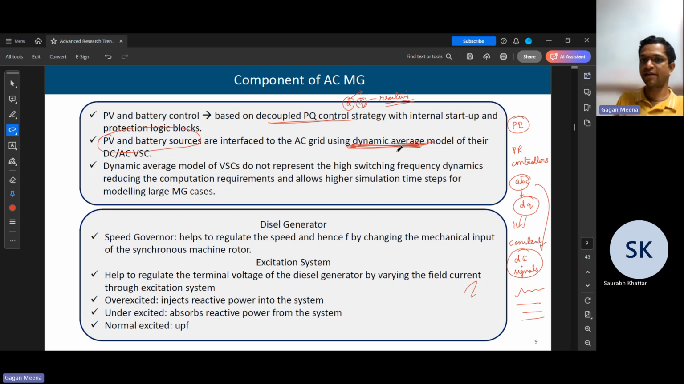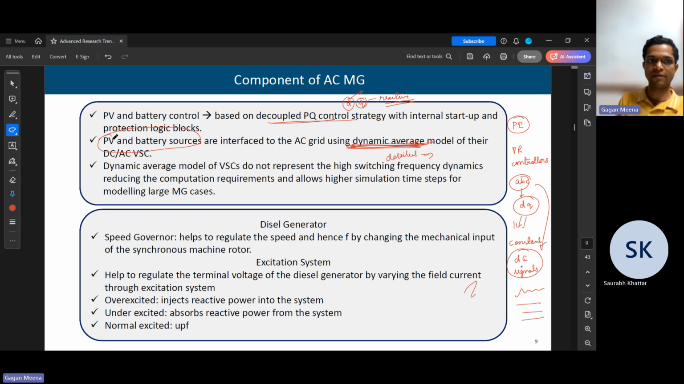So this dynamic average model is different from the detailed model. In the detailed model, we'll be able to capture even the transients very accurately. The detailed model will contain all the details of the switching transients of the switches. The switches will be modeled in great detail in that case, in the converters which we are using here.